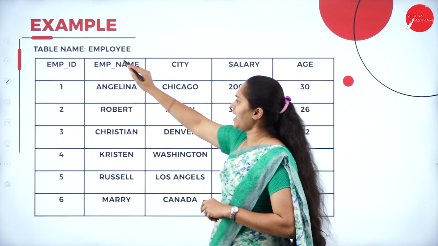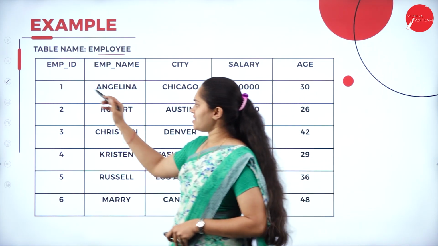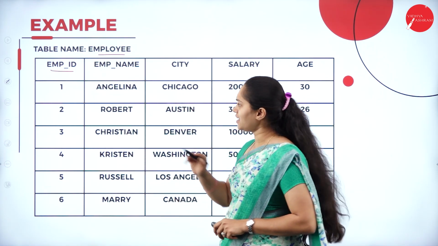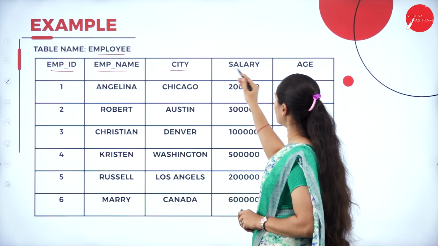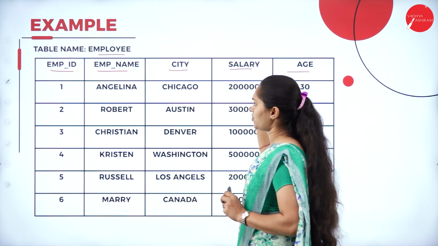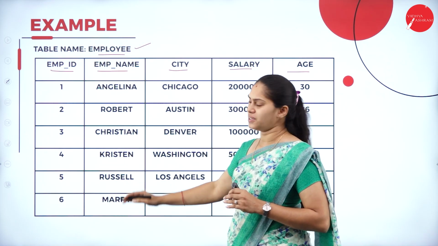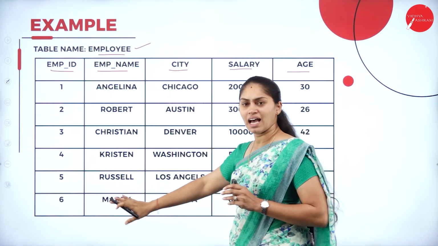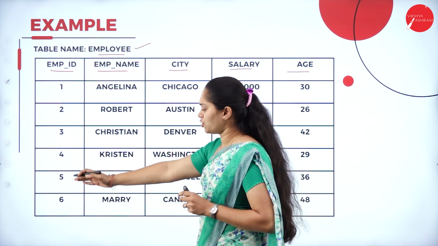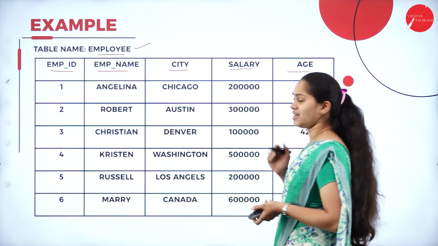I have a table called employee. How many columns do I have in this employee table? You can see it. We have employee ID, employee name, city, salary and age. So these are the 5 columns which we have in the employee table. Have a look at the number of tuples and their values. Okay, totally we have 6 tuples here. 1, 2, 3, 4, 5, 6 are the employee IDs along with the employee name, city, salary and age.